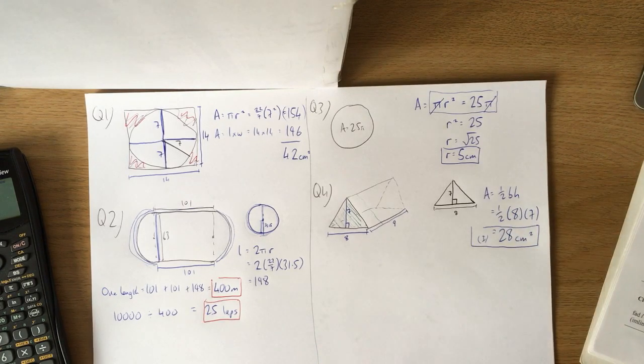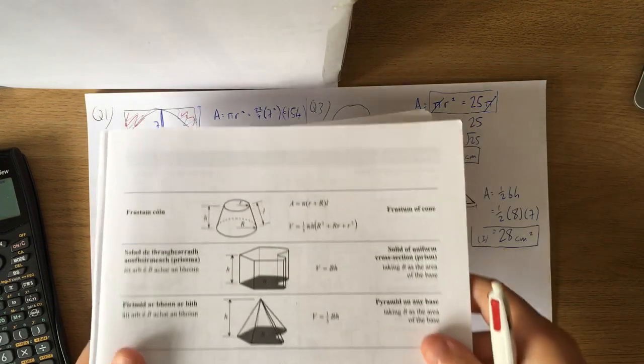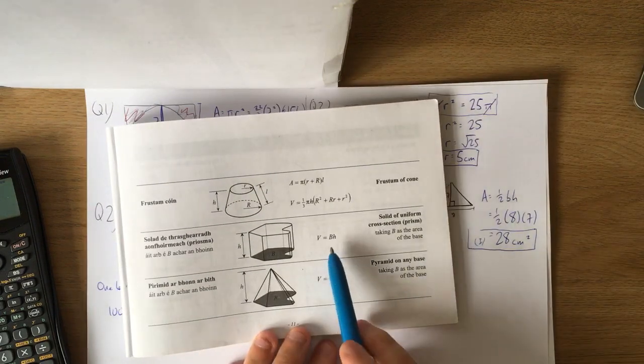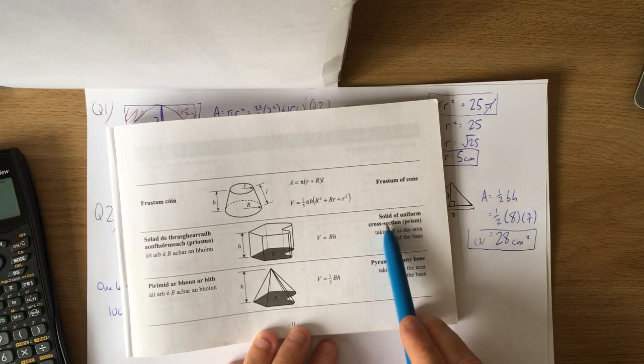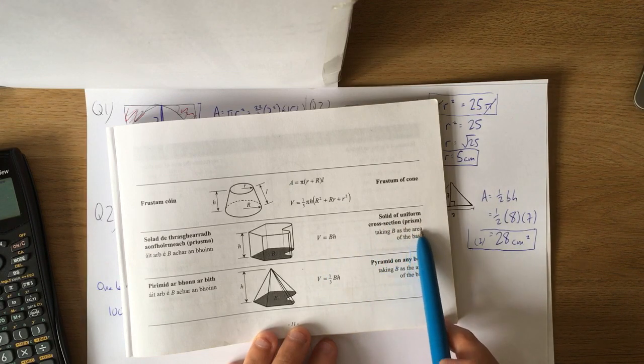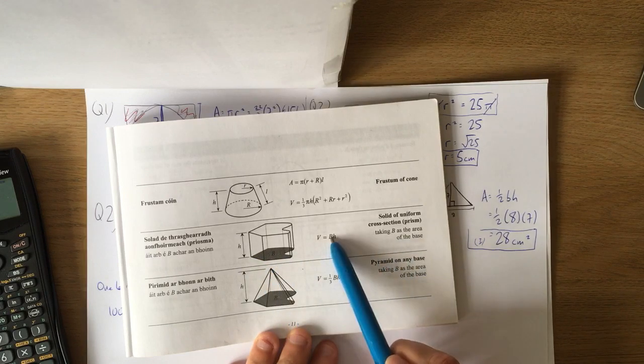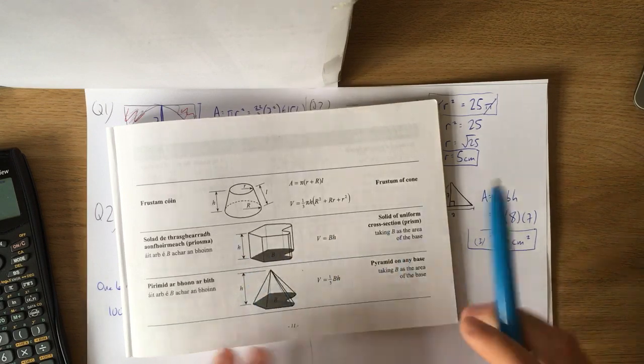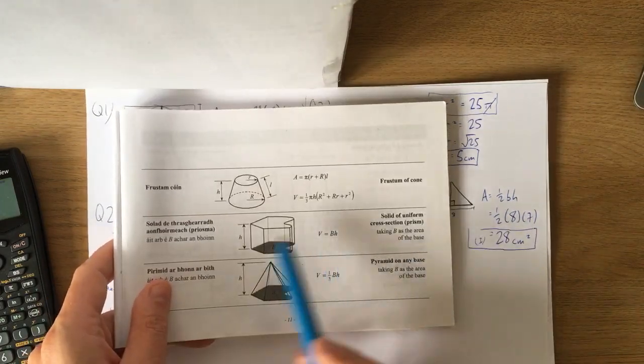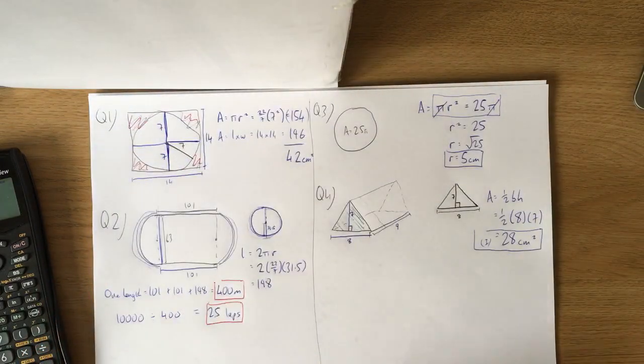Next one is the volume of the prism. So volume of prism formula is here in the log tables. Okay, solid of uniform cross section. Taking B to be the area of the base, it's BH. So it's the area of the base multiplied by the height. Okay, so it's not the easiest one maybe to use from the log tables there.